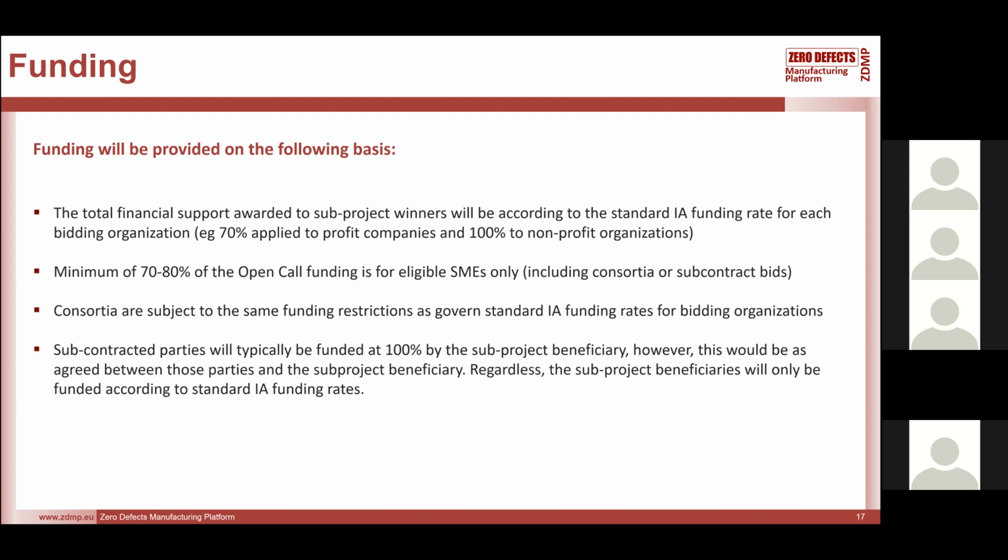So if you do choose to apply as a single applicant, but with the plan to subcontract, then you can subcontract typically 100%. However, that's between you and the subcontracted party. And anyway, the standard rules around funding rates apply in all cases.